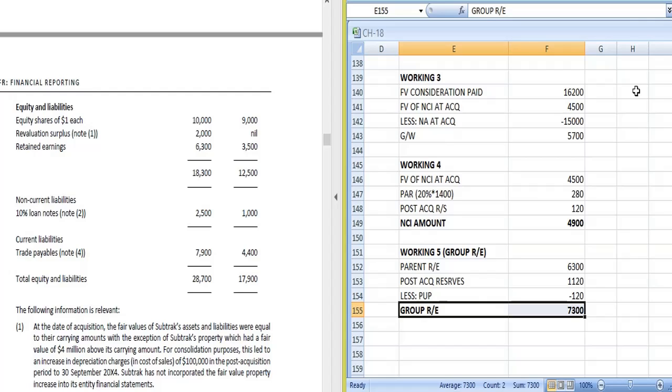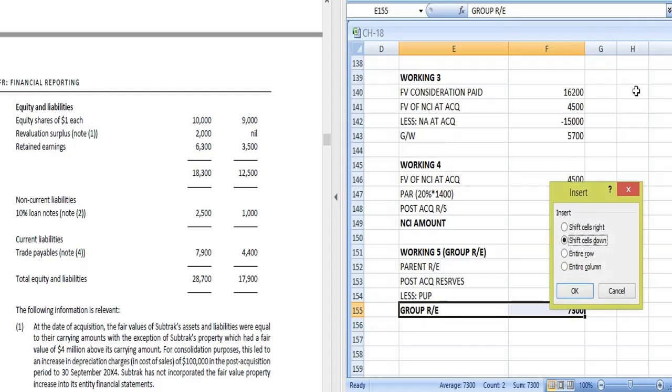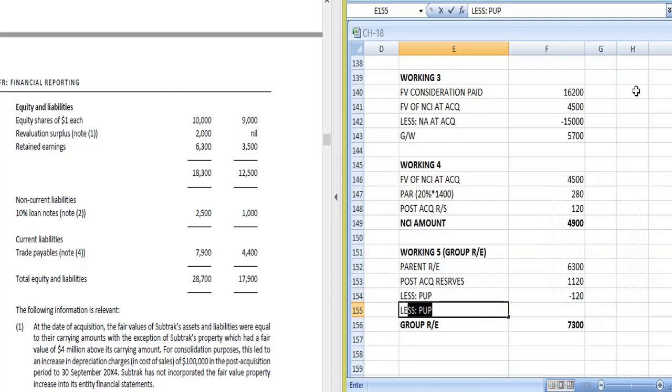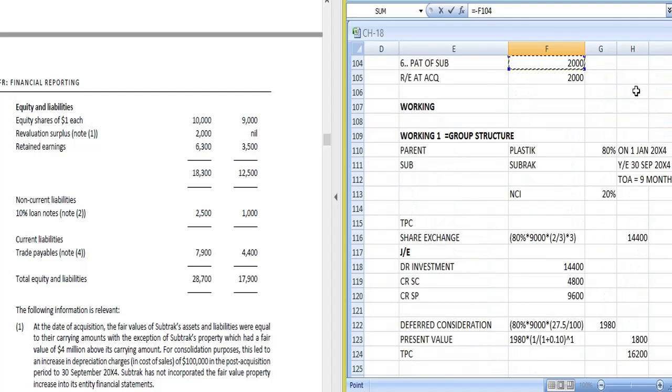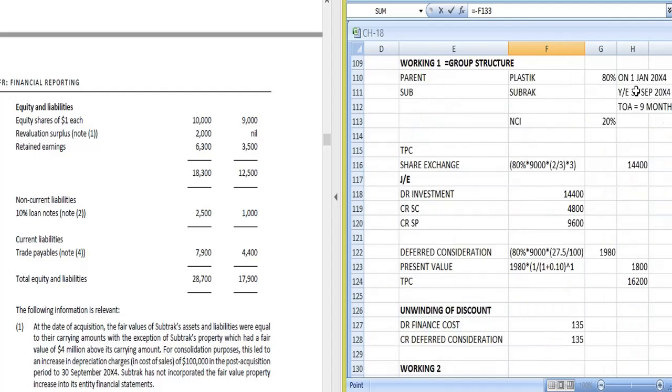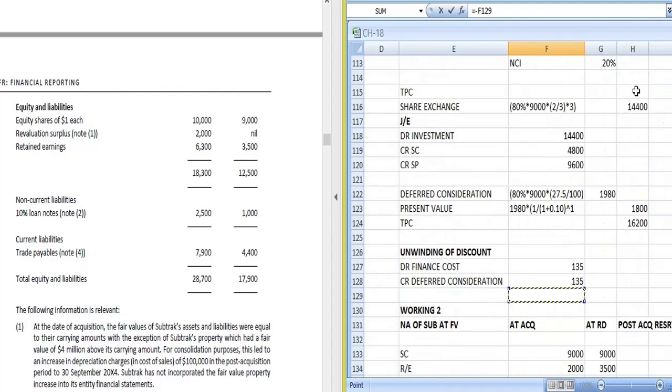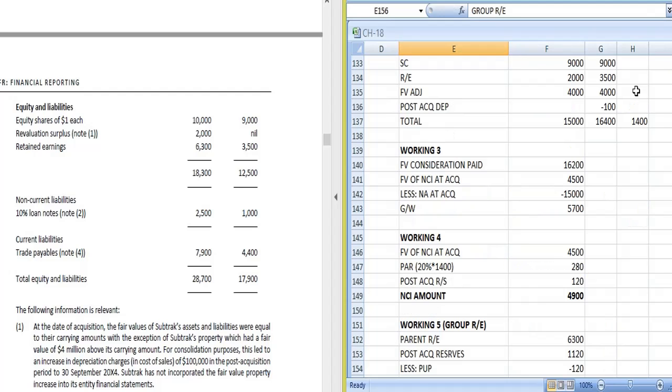Okay. One more thing we need to deduct is less finance cost, in brackets unwinding. So we have already calculated it in working 1. Yes, it is 135.